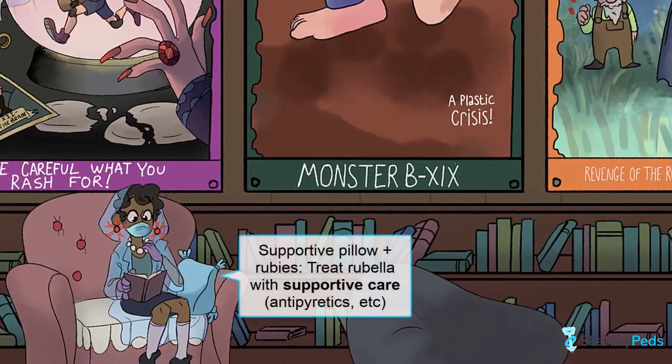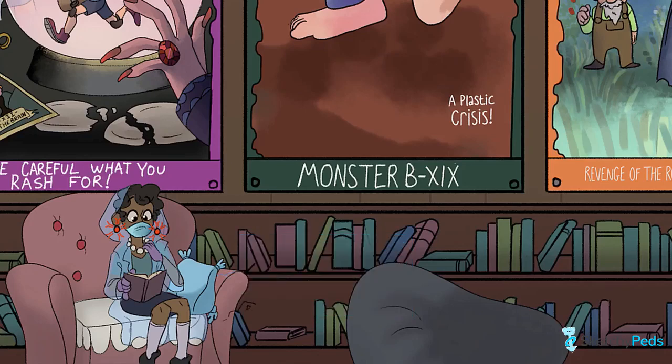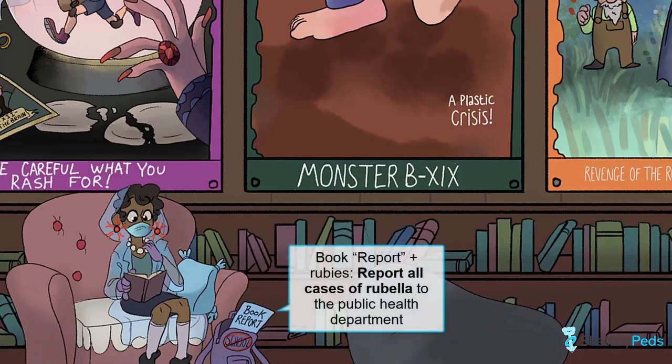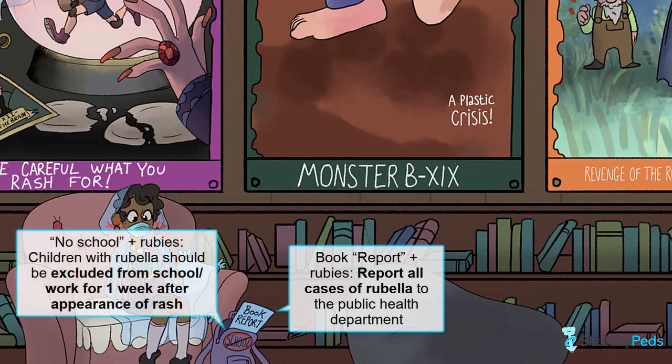Once you have made the diagnosis of rubella, treatment consists entirely of supportive care, depicted by another fluffy yet supportive pillow. Like measles, all confirmed cases of rubella need to be reported to the public health department to prevent its spread. See the book report sticking out of her backpack. And, until the exanthem has cleared, all susceptible individuals should be kept out of contact with the patient. This includes exclusion from school for a week after the appearance of the rash.